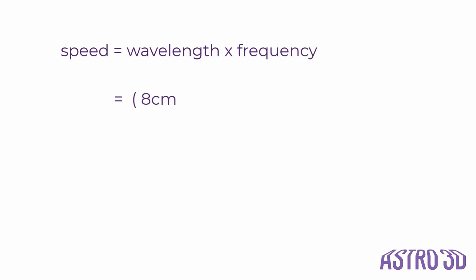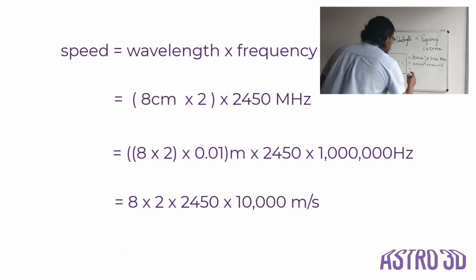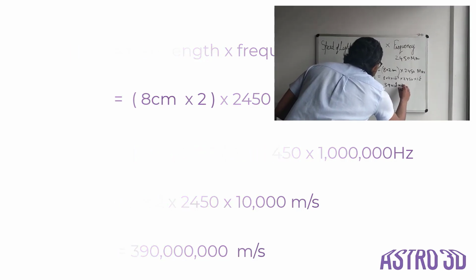So let me write that down here. We have 8 centimeters, which is what we measured between the two hotspots. We'll have to multiply that by 2, which will give you the full wavelength in units of centimeters. And we multiply that by the frequency. Now if you do the maths, what you will get is a value that's approximately equal to 3.9 times 10 to the power 8 meters per second.